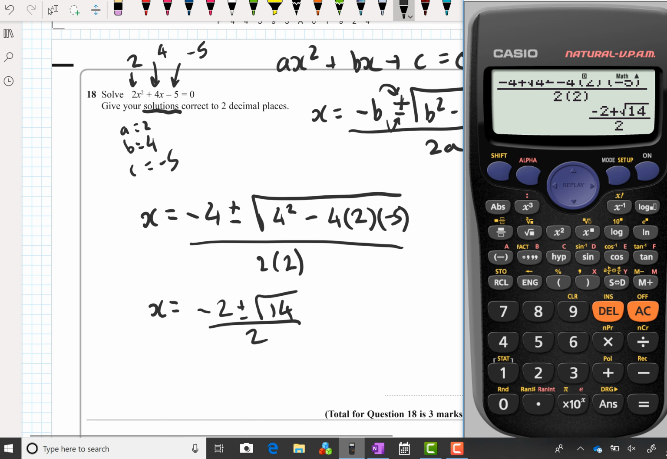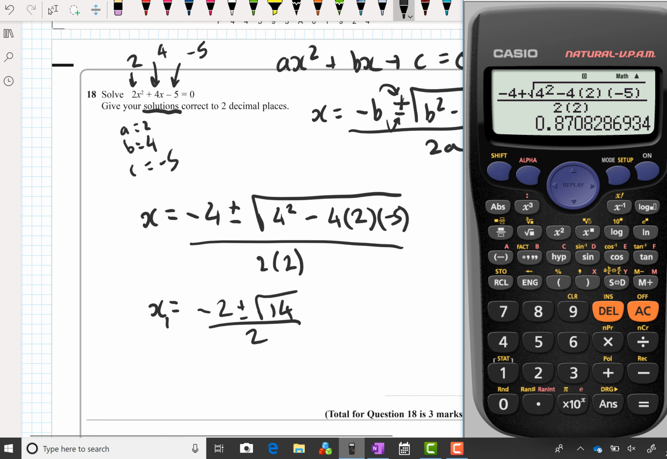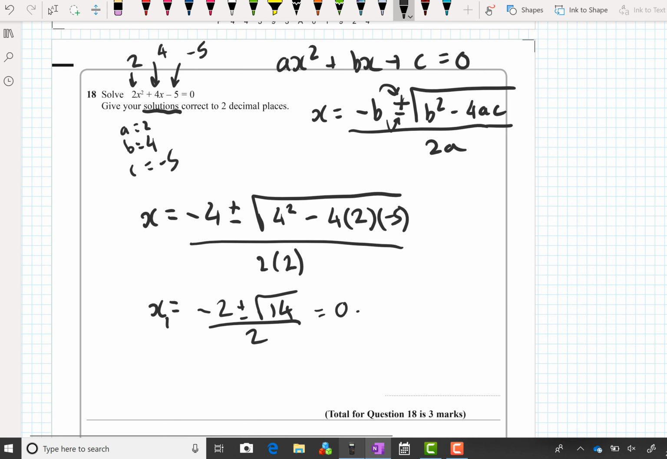Now, one solution, which we'll call x1, subscript, that's notation. It says give your solutions correct to 2 decimal places, 0.87 here, because the 0 keeps it the same, doesn't round it up. Or x2, which is minus 2. That one we went for the positive one first, so scribble that little one out.